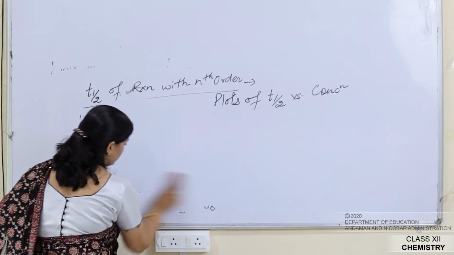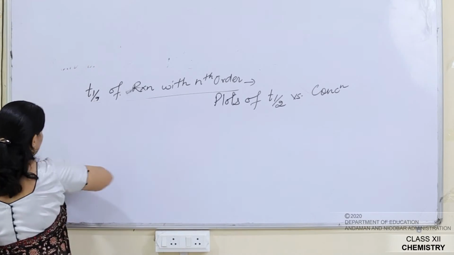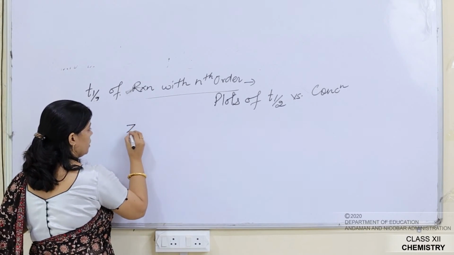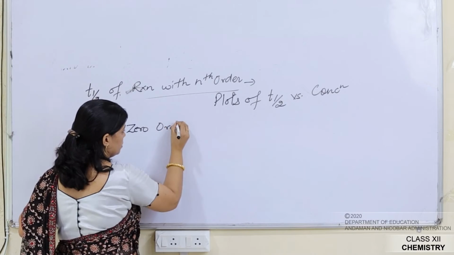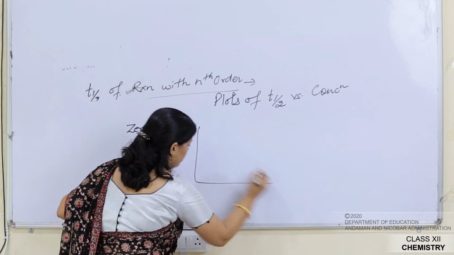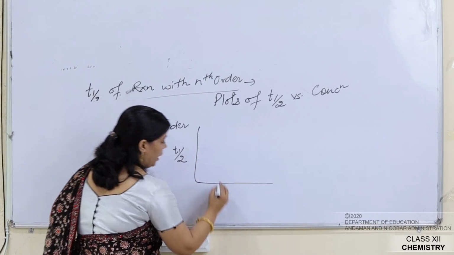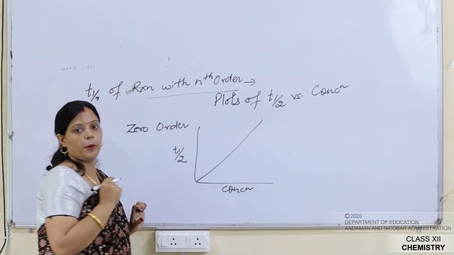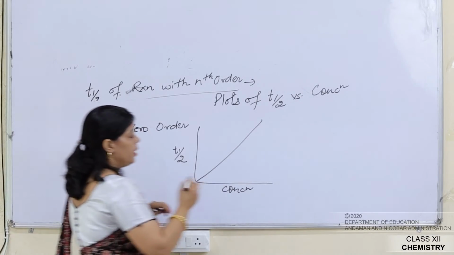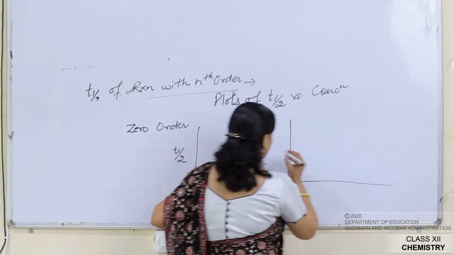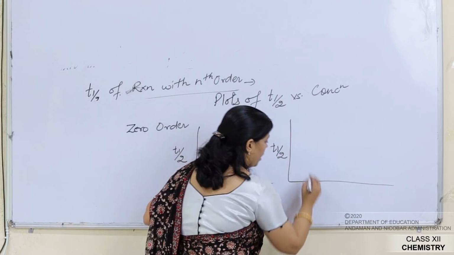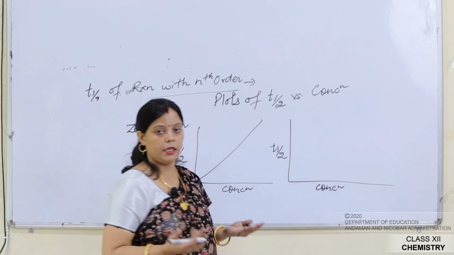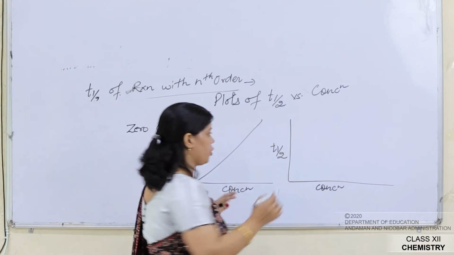With the help of plots, the plots of T half versus concentration. First for the zero order reaction, here T half and concentration. For zero order reaction, it is directly proportional to the concentration of the reactant. For first order reaction, on the y-axis we take the T half and on the x-axis concentration. So for the first order reaction, the T half is independent of the concentration of the reactant.